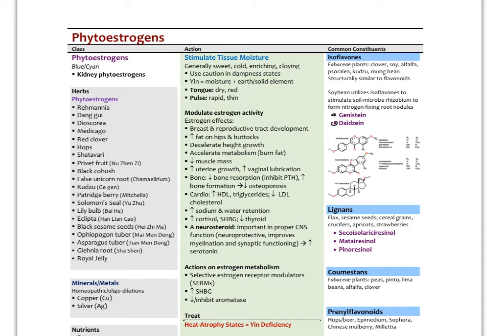Generally, we think about using them, though, for the clinical pattern of low estrogen, and that would be more the menopausal pattern, so dry tissues, hot flashes, vaginal atrophy, that sort of thing. And in Chinese medicine, that dryness is an indicator of what they call a yin deficiency. So this would be a yin deficient state.